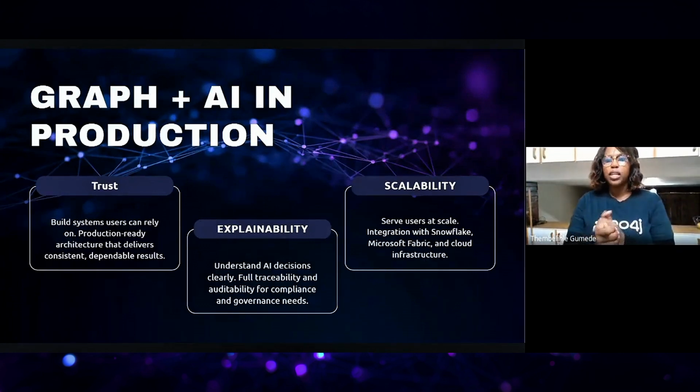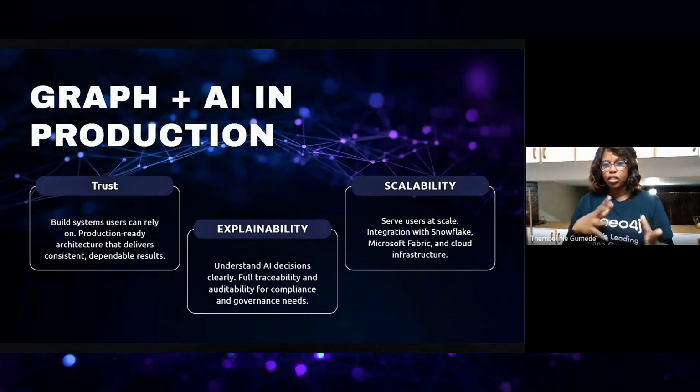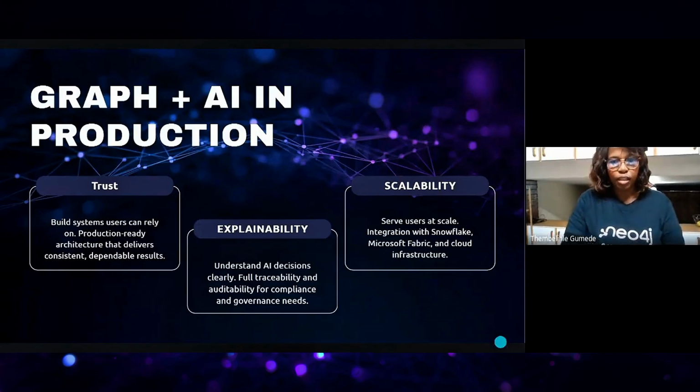Right. So when AI makes a recommendation based on a graph, you can trace the exact path it took to get there. That explainability turns a risky AI experiment into an enterprise-ready product.